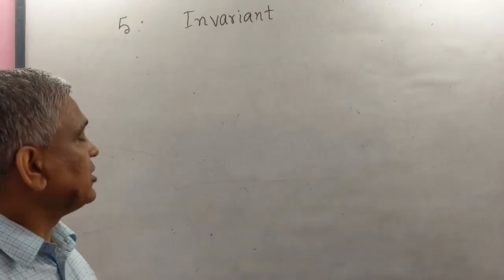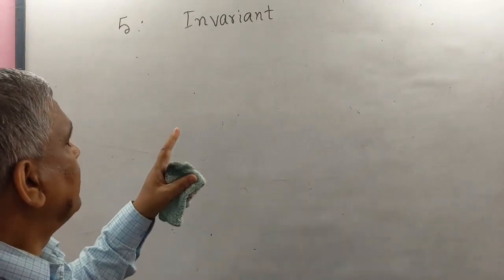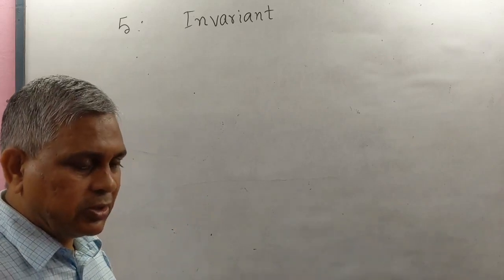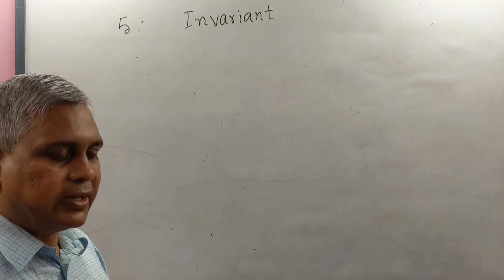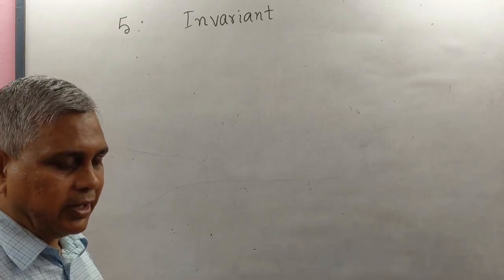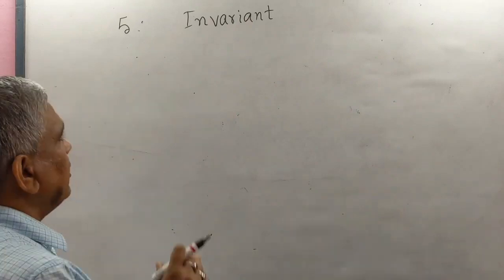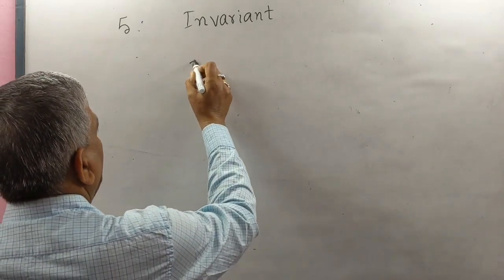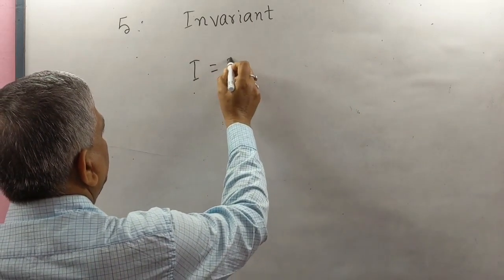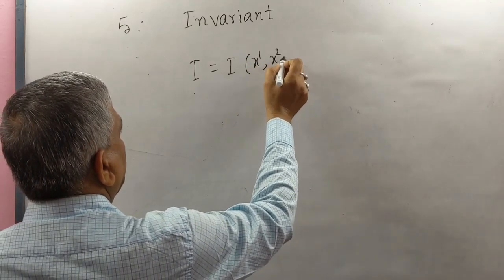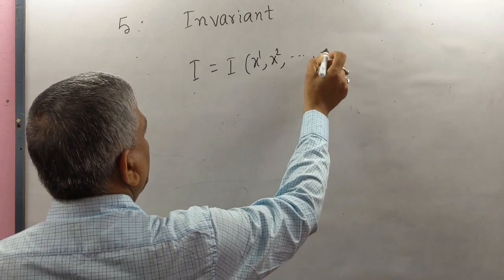Now we will discuss invariants. We have seen contravariant tensors, covariant tensors, that is tensors, and here invariants. Let phi be a function of x1, x2, xn.